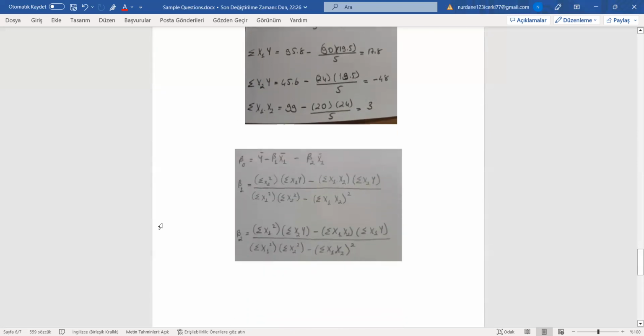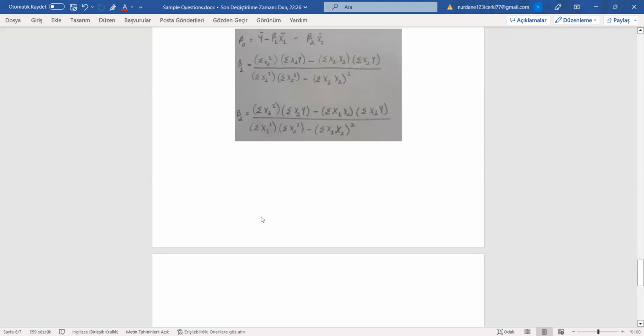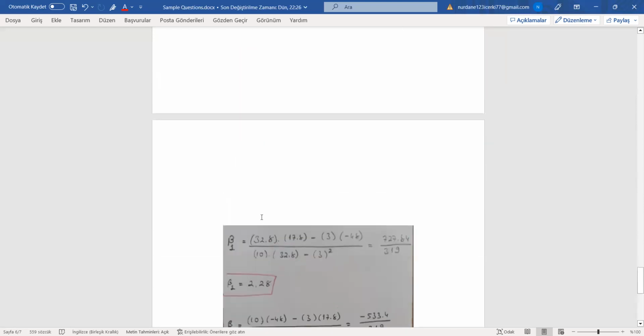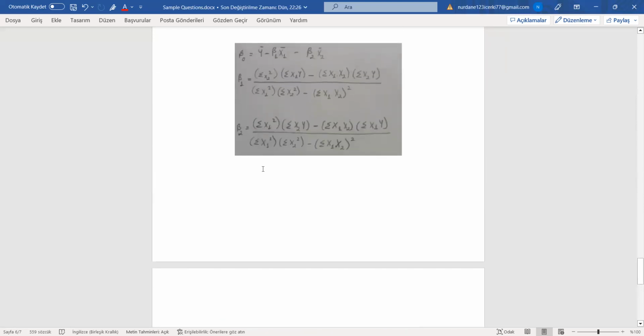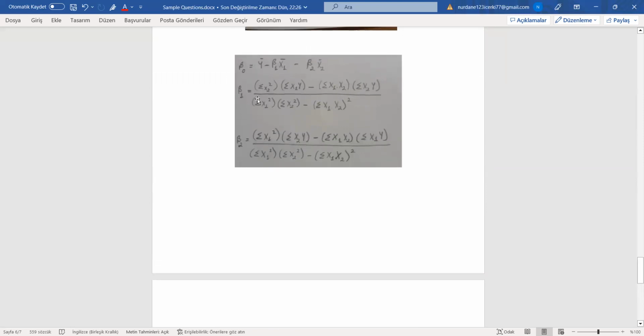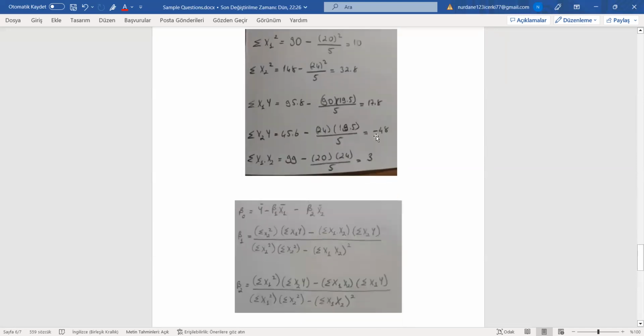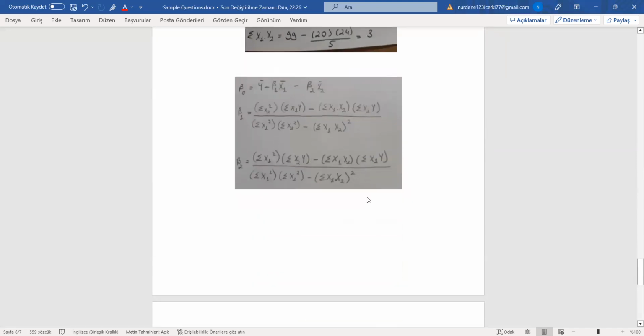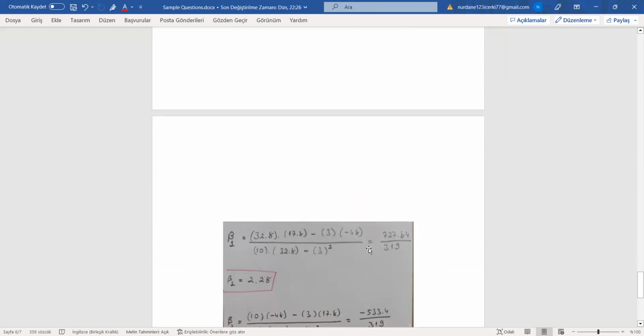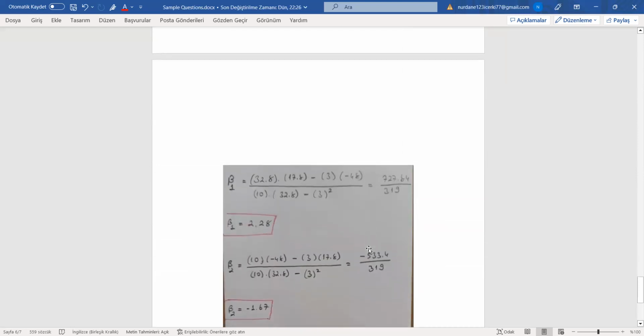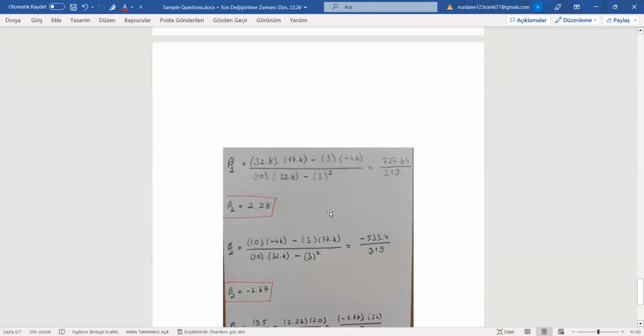For example, let's apply the beta 1 formulation. As you can see in here, first we already found the summation of x2 square. What was its value? Its value is 32.8. When we put all of these values into the equation, as you can see in here, I already put them, we will reach the beta 1 value, which is 2.28.